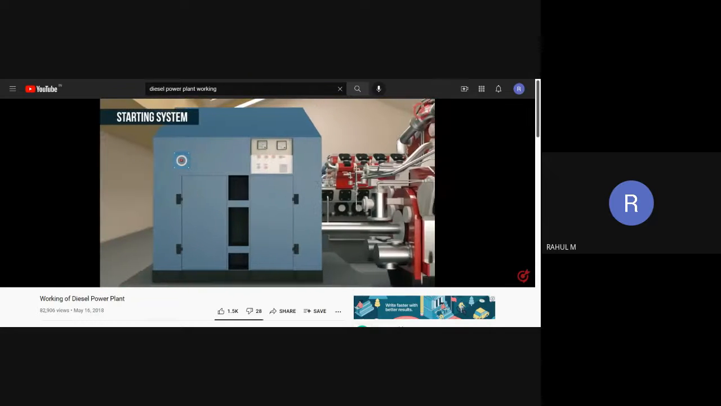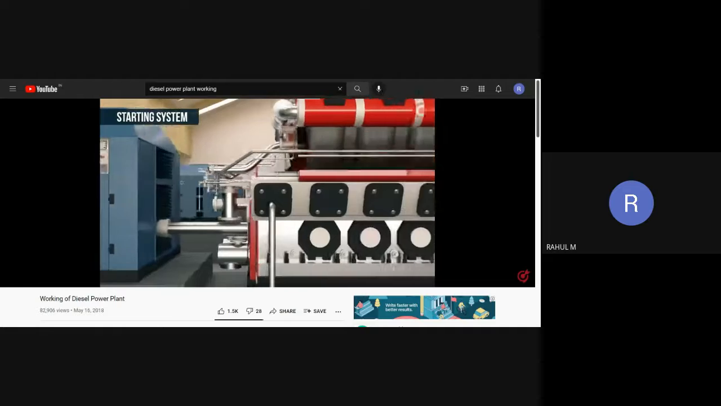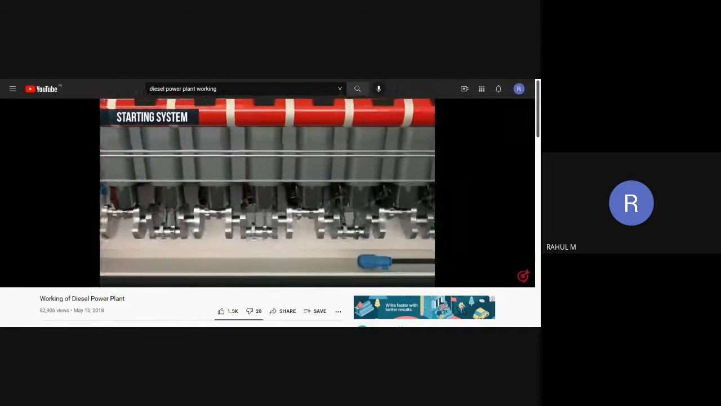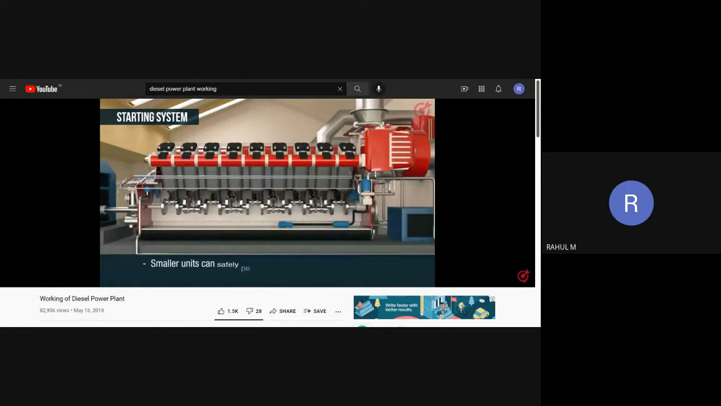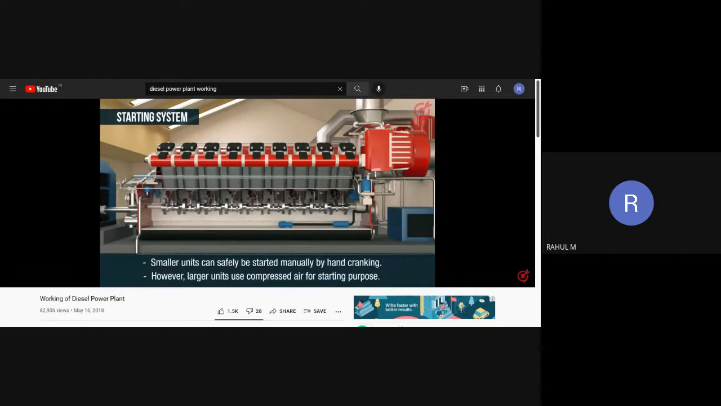The starting system. Starting system provides the initial rotation to the engine shaft required to start the engine. Smaller units can safely be started manually by hand cranking. However, larger units use compressed air for starting purpose.